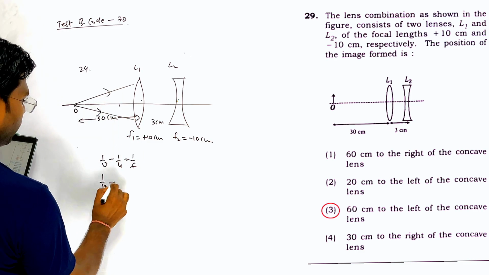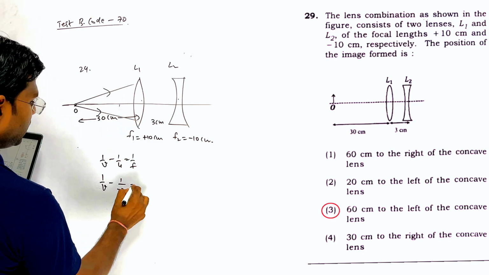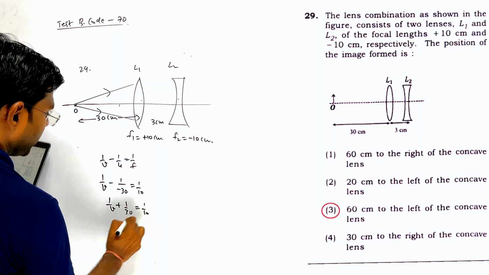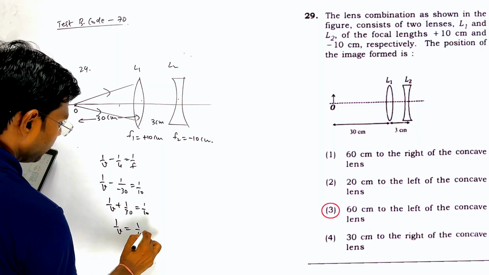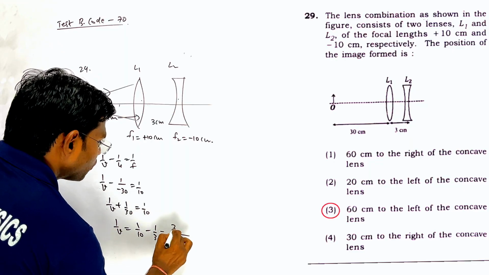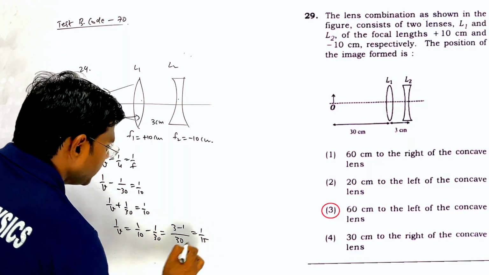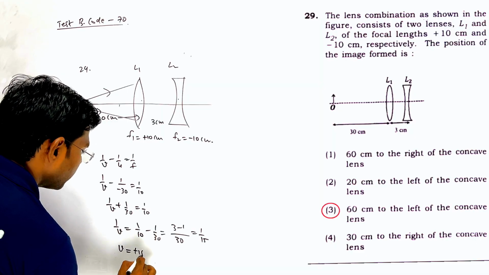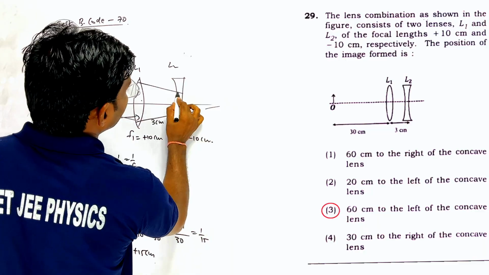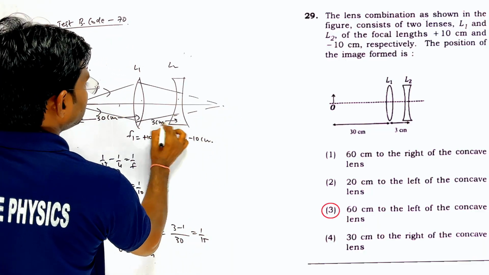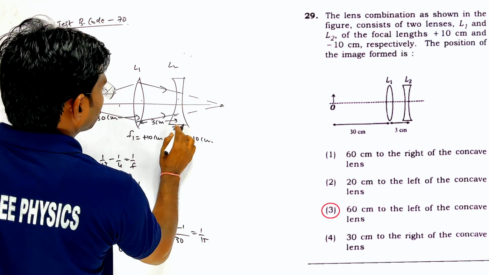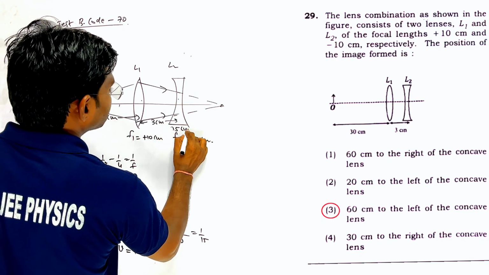Listen, for 1 upon v, u we take as minus 30 and the focal length is 10, so 1 upon v plus 1 upon 30 is equal to 1 upon 10. So 1 upon v is equal to 1 upon 10 minus 1 upon 30. If you take the LCM 30, 3 minus 1 is equal to 1 by 15. So v is equal to plus 15 centimeter. That means the image is forming at 15 centimeter. This distance is 3 centimeter, and this is the intermediate image, and this is 15 centimeter total distance.